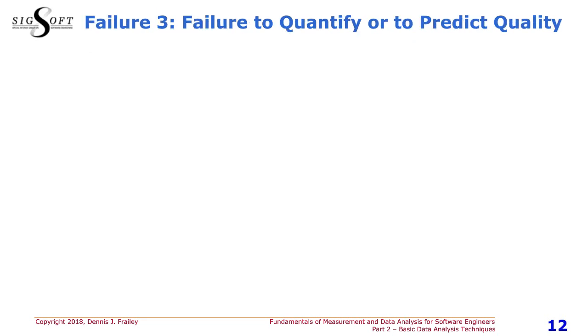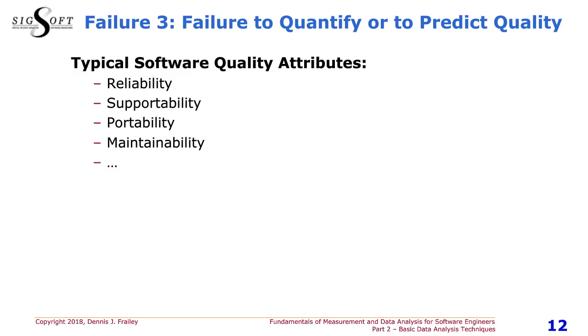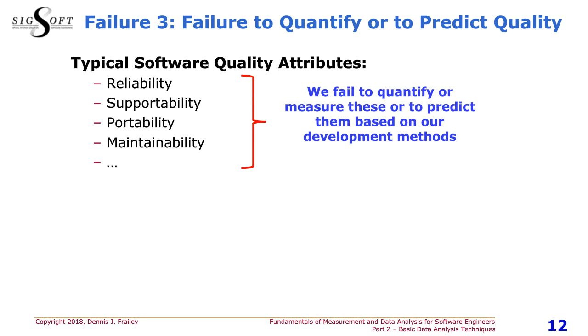The third failure that Fenton points out is that we don't have a good way to quantify quality. These are some typical quality attributes. And how many of these do we know how to measure? How do I measure portability? How do I measure supportability? Well, there are ways you could measure these things, but one of the things I teach in one of my courses is how most of the ways we measure these things are not very good.